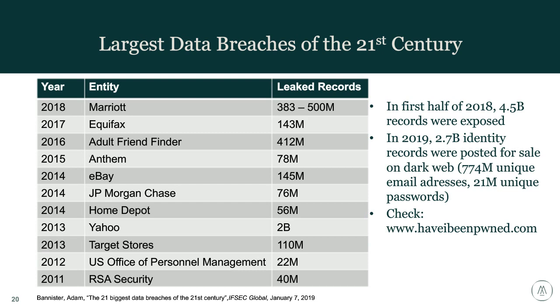But if we look to the right-hand side, just to put things into perspective, in the first half of 2018, and I don't have the final numbers yet, but in the first half, at least 4.5 billion records were exposed. 4.5 billion. That represents 60% of the Earth's population. In 2019 already, and these numbers were valid as of early March, I was able to find that 2.7 billion records were posted for sale in the dark web. I had mentioned what the dark web is. And of those 2.7, 774 million of those were unique email addresses. That's twice the U.S.'s population, and 21 million unique passwords.